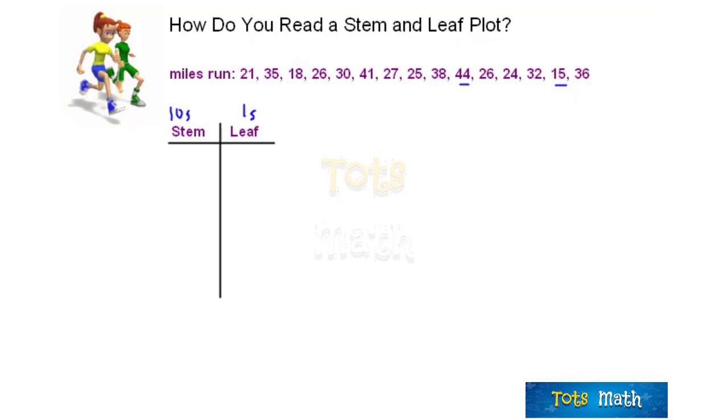So let's place those values in our stem column: 1, 2, 3, 4. In our leaf column, we're going to place our ones digits. So let's begin with all the numbers that are in the teens, or only have 1 ten. That would be 15 and 18. So we have a 5 and an 8, and we'll add them to the leaf column.